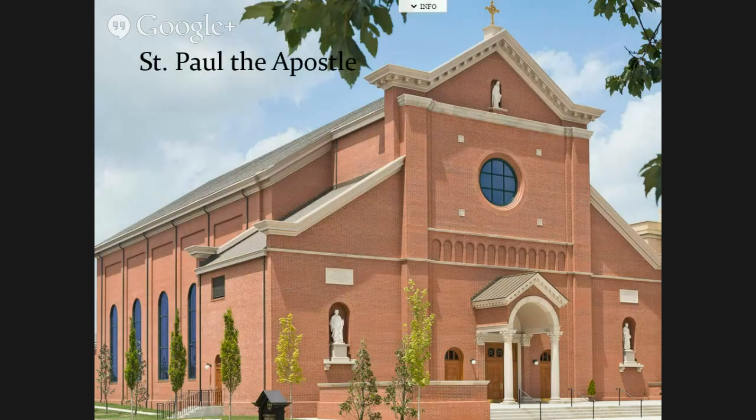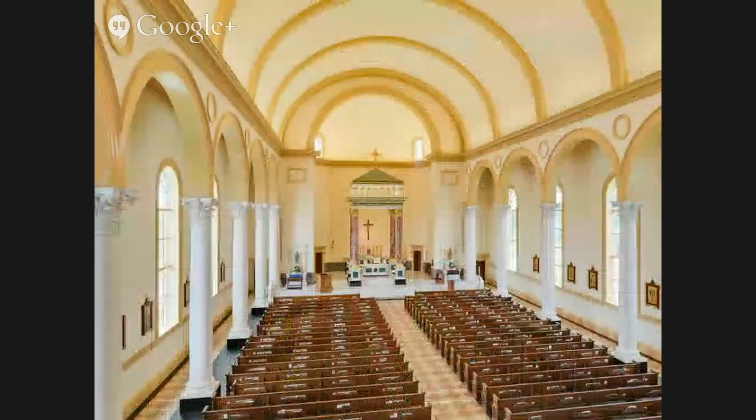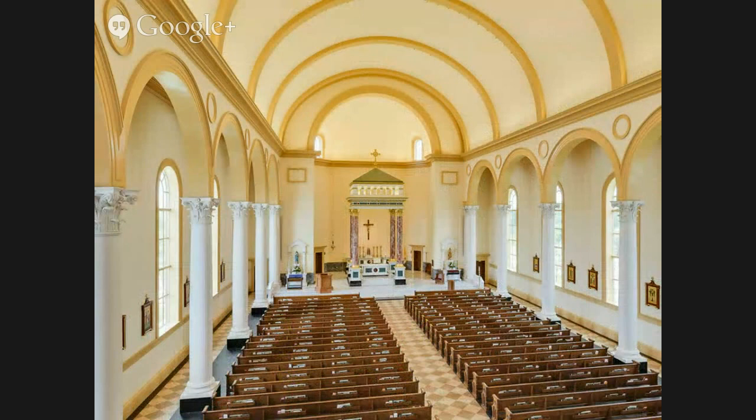So here's a new church. This was dedicated in 2013. It's in South Carolina. So there's the outside. You can definitely tell, much more principles. There's more ornamentation on the outside. Here's the inside. The altar is very much emphasized with the canopy, the baldacchino, over top of it. So this is a parish church.